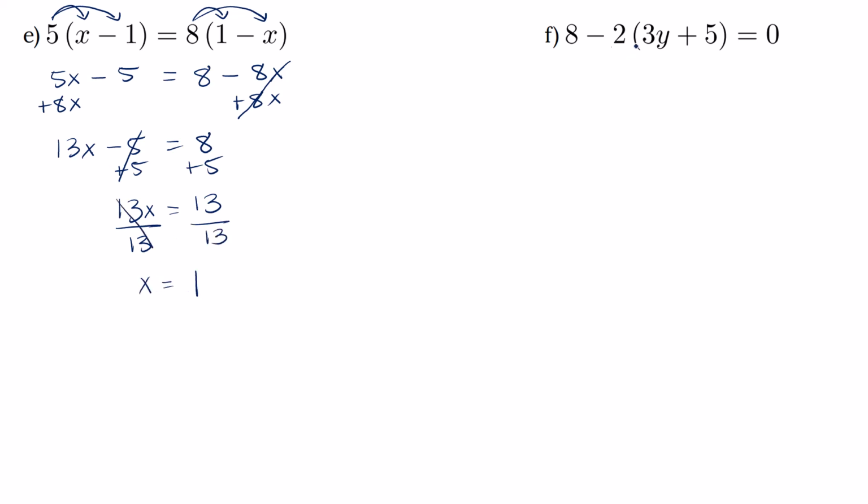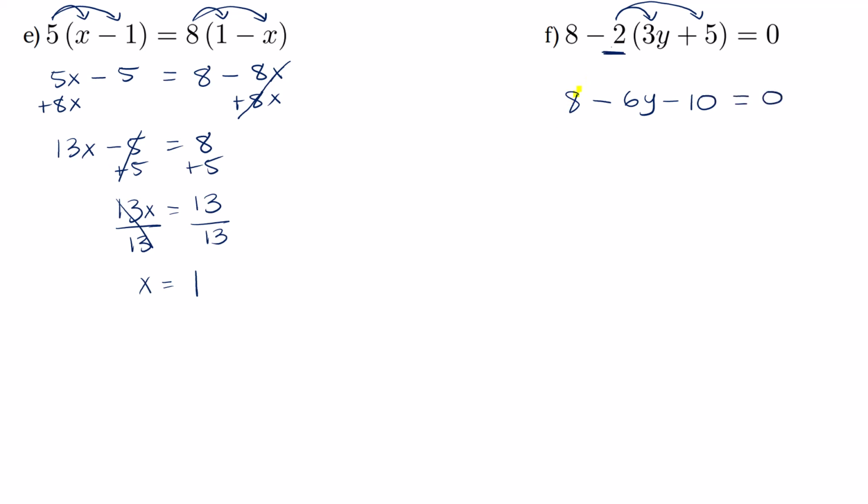So similar to the previous questions, the first thing that you want to do is get rid of the brackets by distributing the number in front of the brackets. So in this case, it would be the -2. So I'll write my 8. Then we want to go -2 times 3y is -6y. -2 multiplied by 5 is -10, and that's equal to 0.